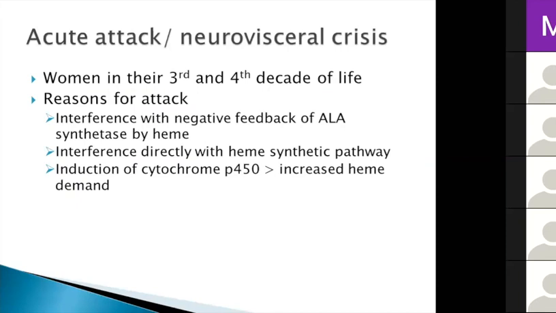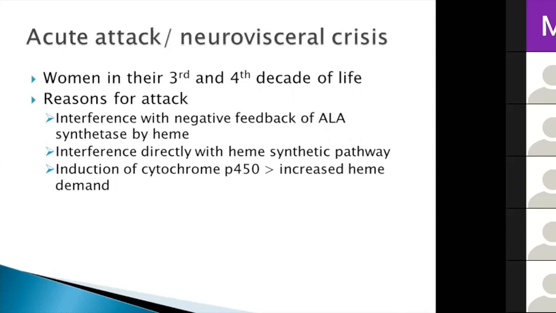It's said that the enzyme deficiencies that occur in porphyria are only partial; there is only about 50% reduction in enzyme activity. But once porphyric patients are exposed to triggers, a neurovisceral crisis or acute porphyric attack can occur. An acute attack is common in women who are in their 3rd or 4th decade of life. There are many postulated mechanisms by which triggers lead to an acute attack.